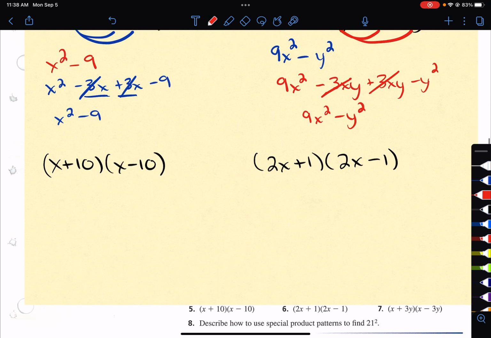So try these two right here: x plus 10, x minus 10, and 2x plus 1 and 2x minus 1. I don't care if you do it the shortcut or the long way, but pause the video and try both of those.